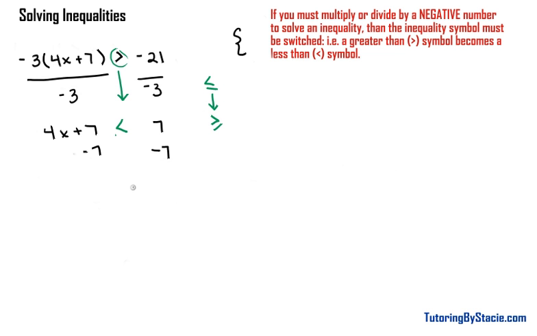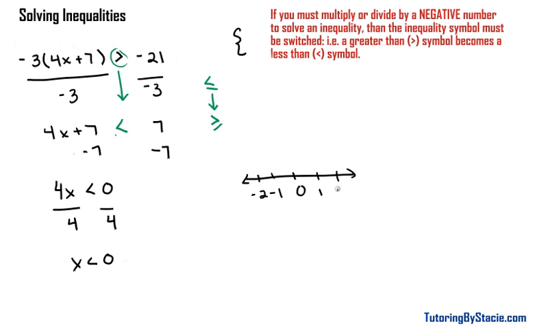Subtracting 7 from both sides, we get 4x is less than 0. Divide both sides by 4, and we see that x is less than 0. To graph it, we draw our number line. Negative 2, negative 1, 0, 1, 2. And this time, however, because it is not equal to, we're just going to leave an open circle. So an open circle says it is not equal to 0, but it is less than 0, drawing our arrow going to the left. Let's look at one more example.